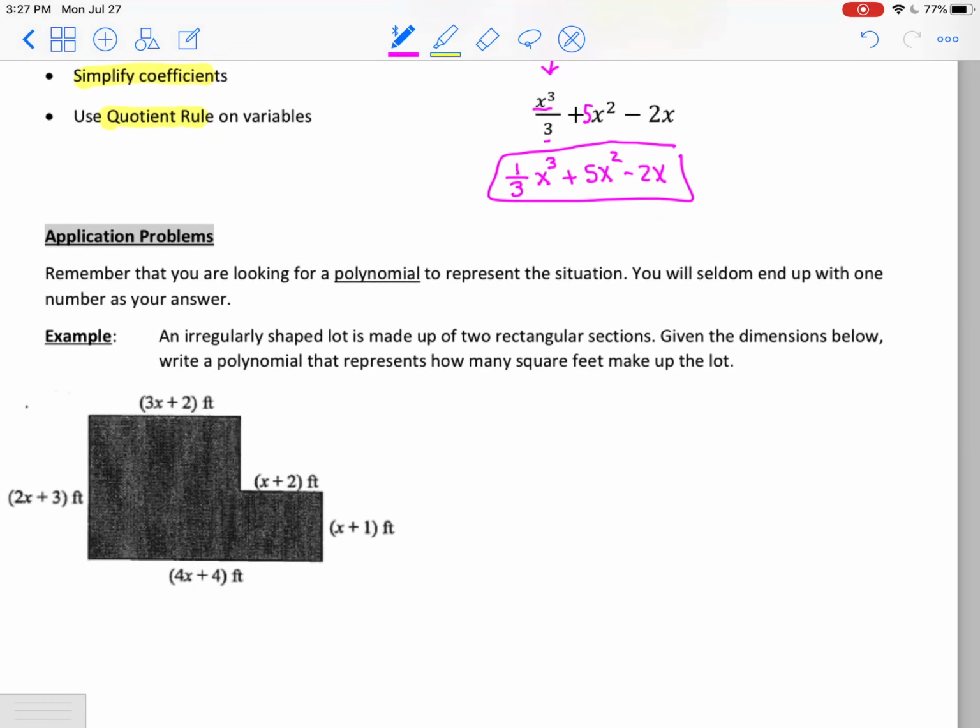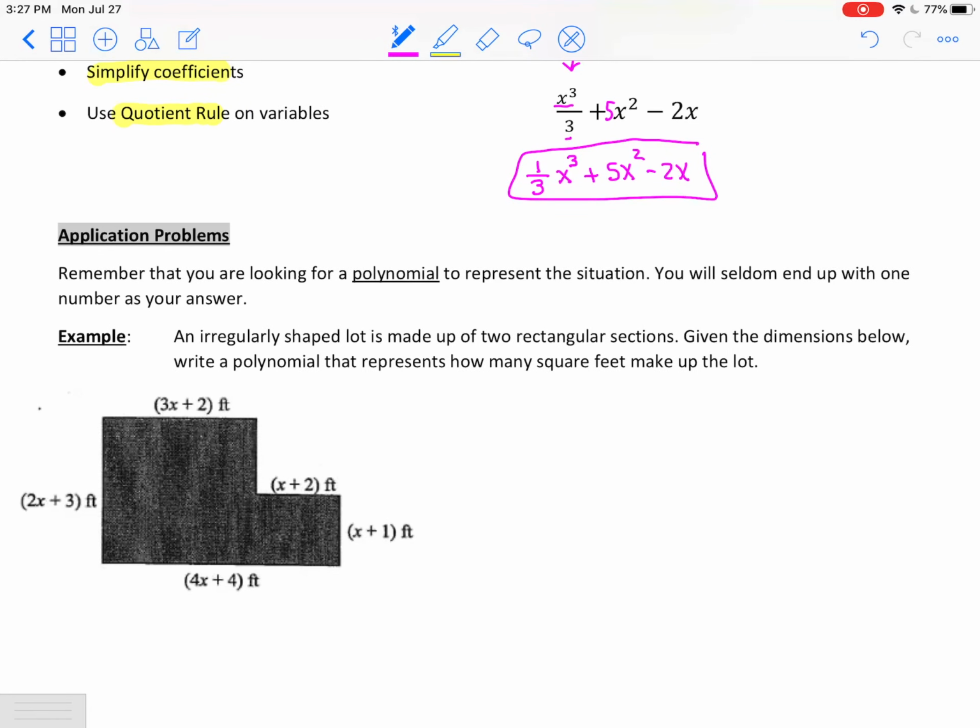Okay, guys, I want to just cover one of the application problems. This is one on your worksheet. I want to remind you too that when we're dealing with polynomials and on the application problems, we're looking for a polynomial to represent the situation. Okay, we're going to seldom come up with just one number as our answer. Sometimes we will. It just depends on the actual application problem. But really, in the end, what our job is to look for a polynomial. That's what we're practicing. That's what we're being assessed on.